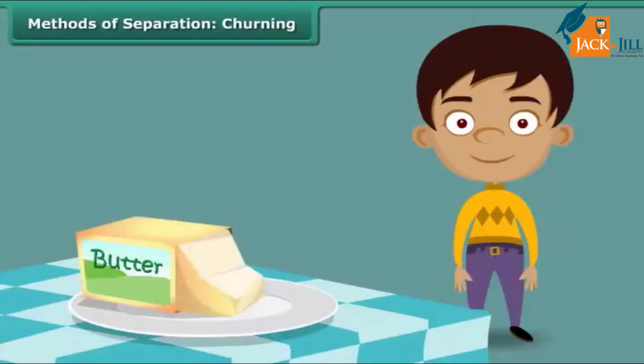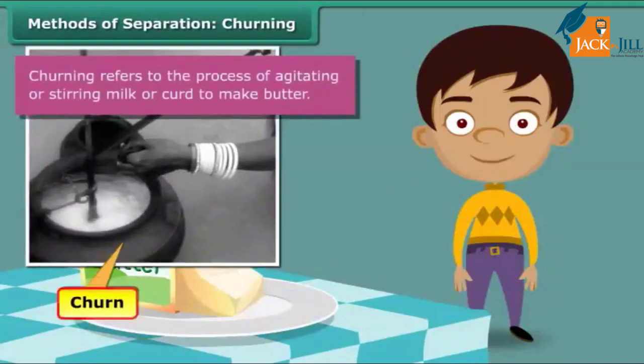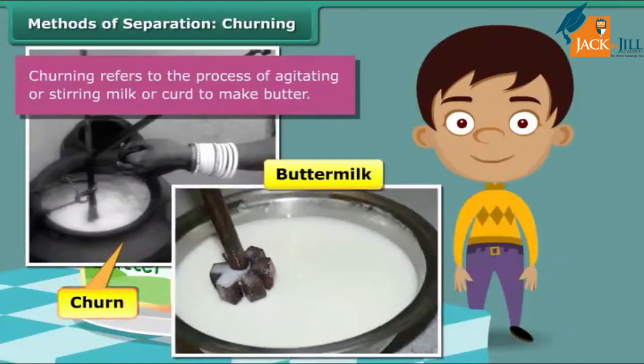This is butter. Do you know how butter is made? When milk is stirred vigorously in a churn, butter is obtained. What is left behind is the tasty, nutritive buttermilk that is relished by many as a refreshing summer drink. Do you see that two useful components emerge from a mixture when this method of separation is employed?